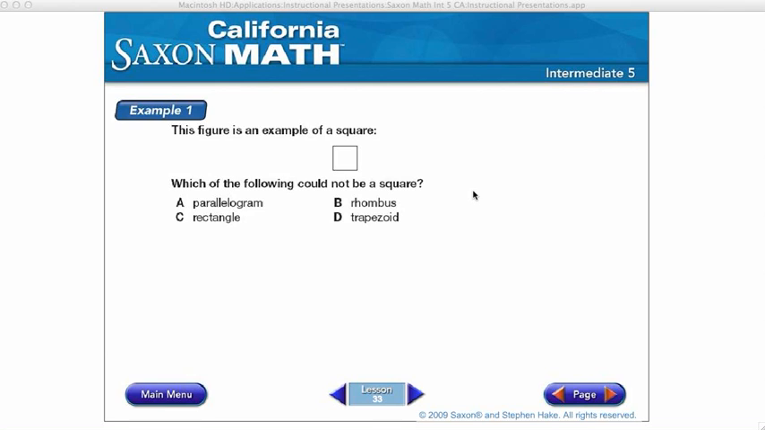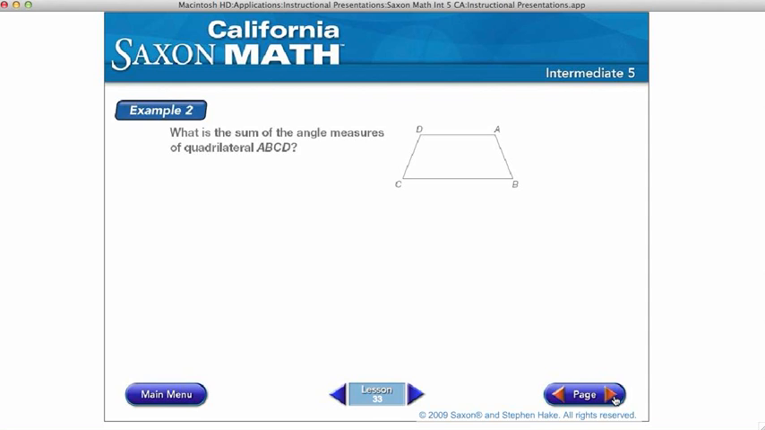Okay, example 2. What is the sum of the angle measures of quadrilateral A, B, C, D? Now I know your first thought is to say, but Mrs. Penry, it doesn't give us any measures and there are no right angles, so how can I figure out what the sum is?